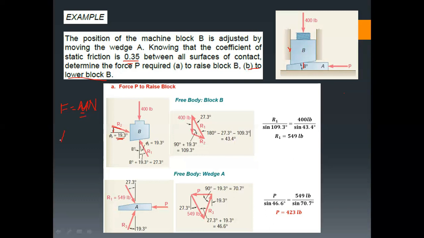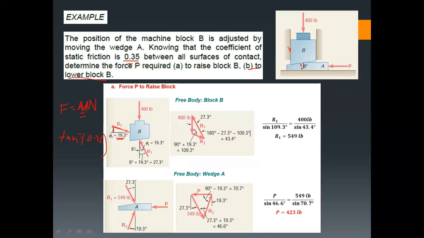So simple tan: tan equals inverse tan or arc tan times the friction, which is 0.35. That's the friction that acts there. When you take the inverse tan or arc tan of 0.35, you get 19.3 degrees, from our R2, or reaction 2, on this side, and R1 down here, which is acting on the wedge.